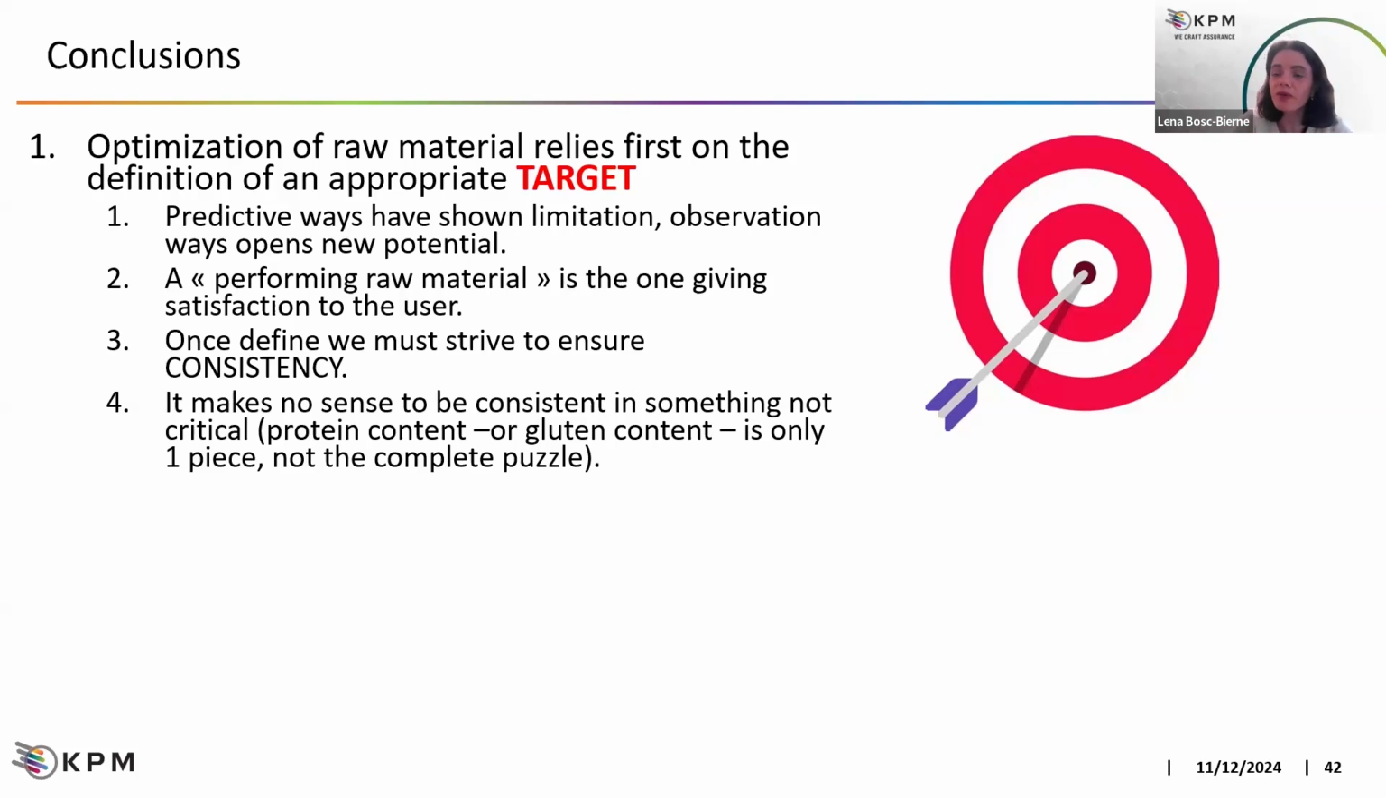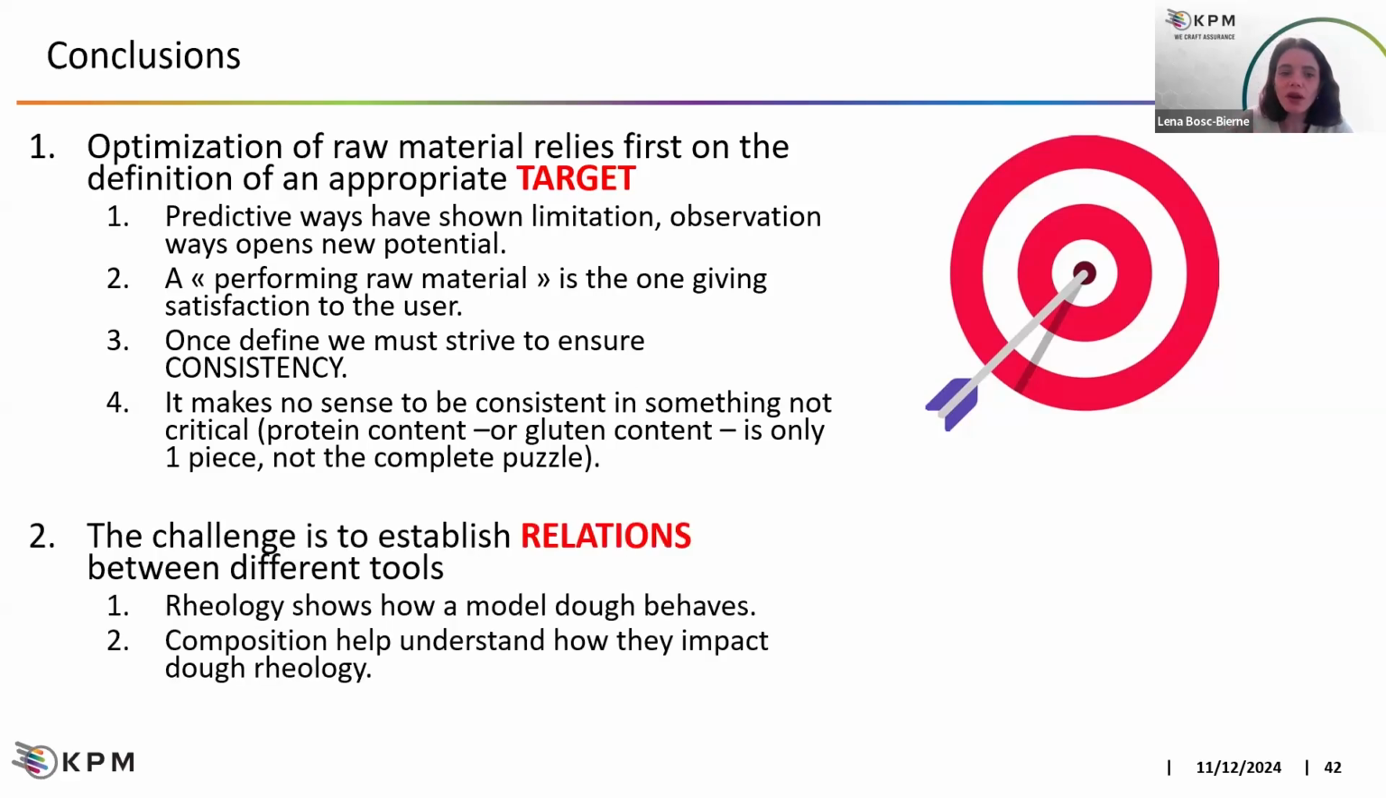Maybe we sometimes spend too much time fine-tuning protein content, because protein content must be between 11.5 and 12. And so what happens at 12.01? Is the flour bad? No, I don't think so. Or not necessarily. But the idea here is to focus where we need to focus.